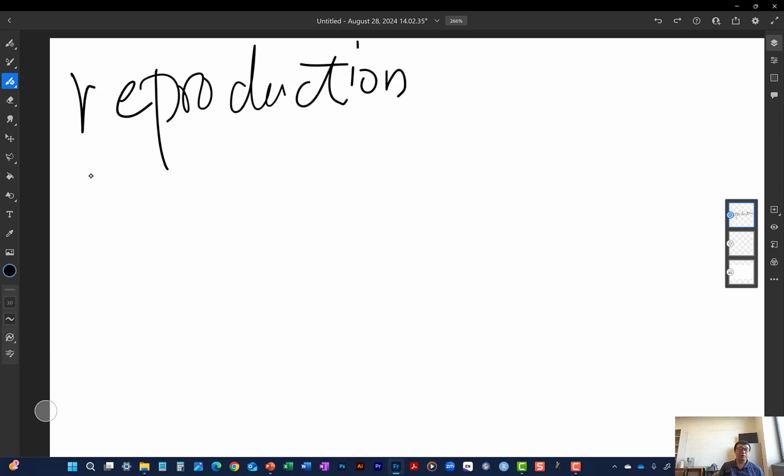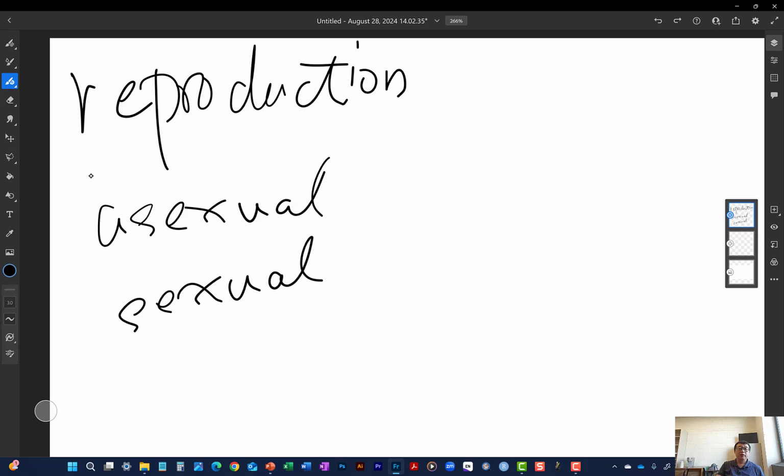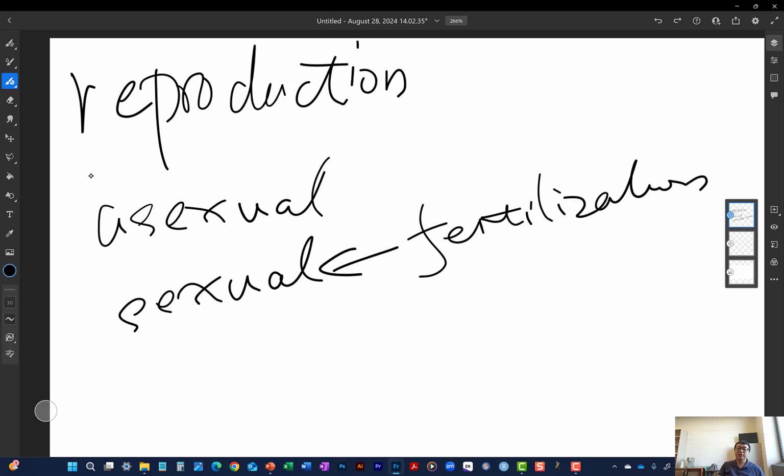It looks very ugly, sorry. So there are mainly two types of reproduction: asexual or sexual. The major difference between asexual and sexual is that sexual has fertilization, which means a sperm fertilizes an egg. That's it. So if there's fertilization, it's sexual. If there's no fertilization, it's asexual.